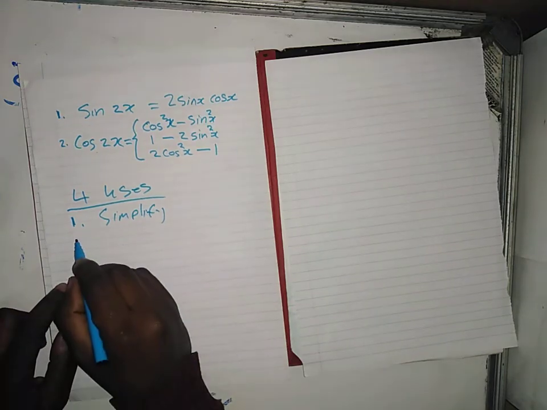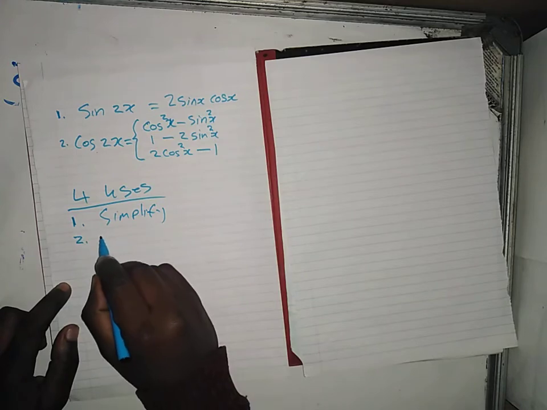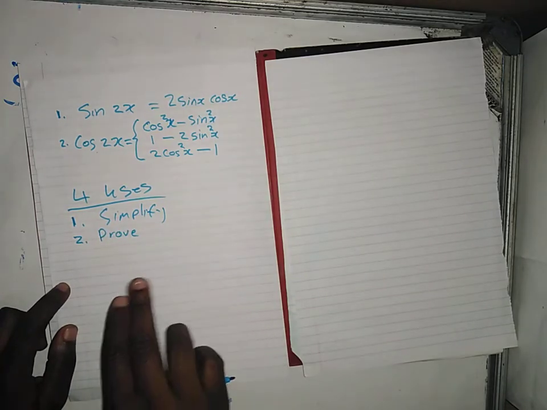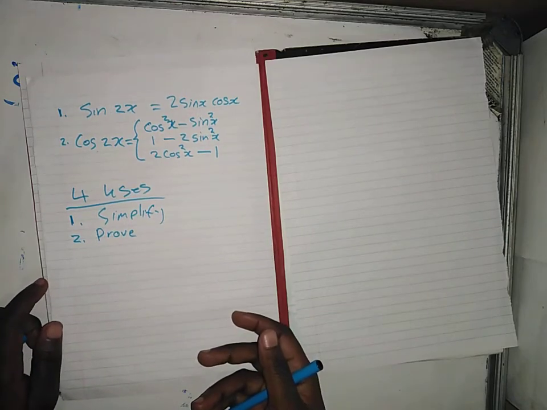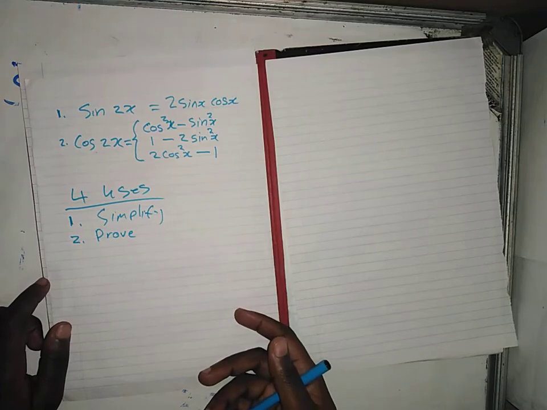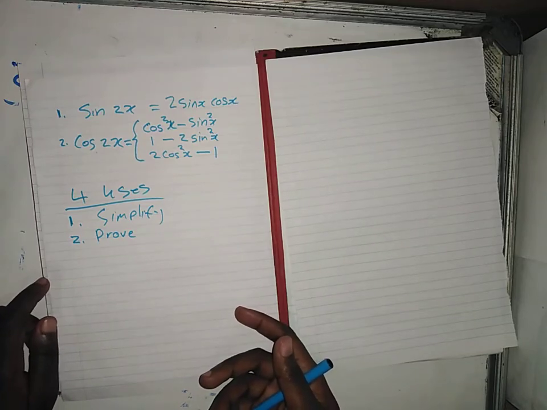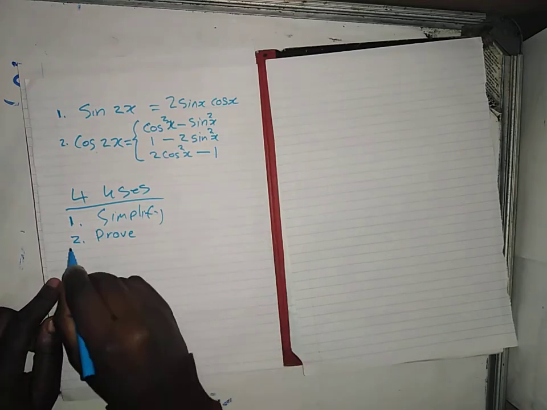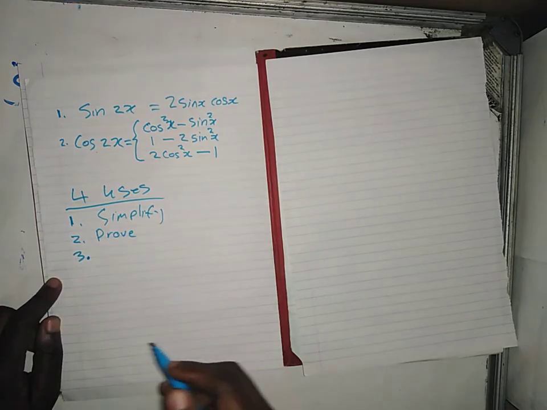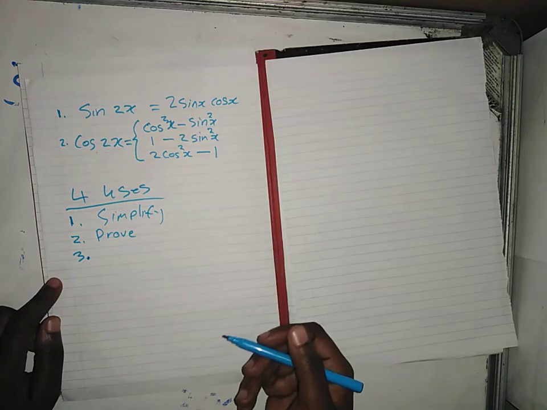They can say simplify, but number 2, they can also say prove. Prove that this is equal to this, and amongst those things that you need to prove, there will be a trigonometric function with a double angle, and then you will definitely know what to do when you get there. And then number 3, they can simply say express this in terms of this.